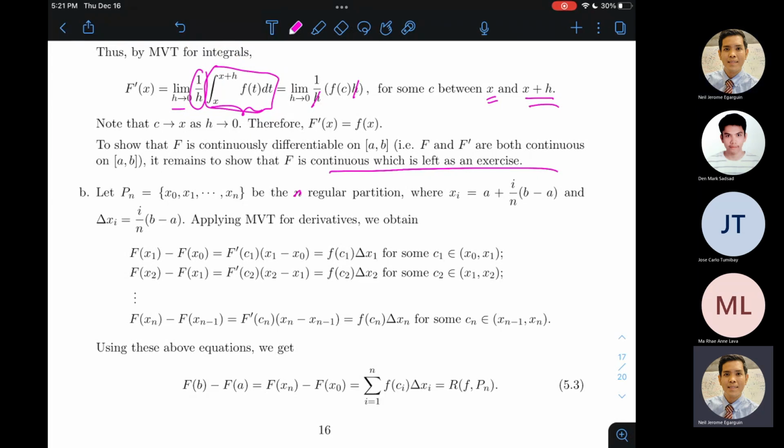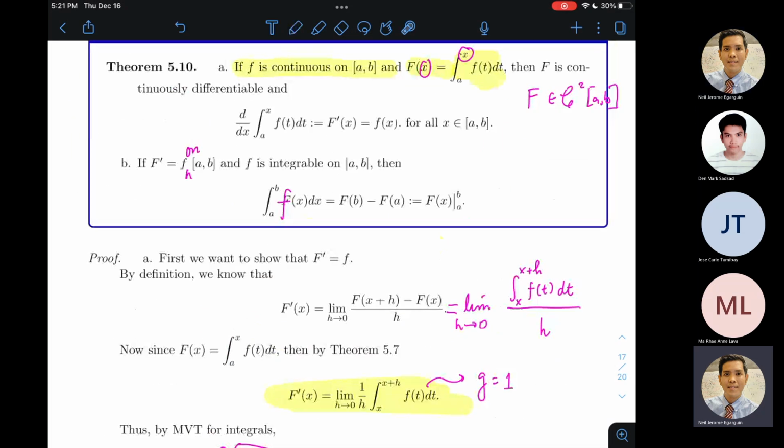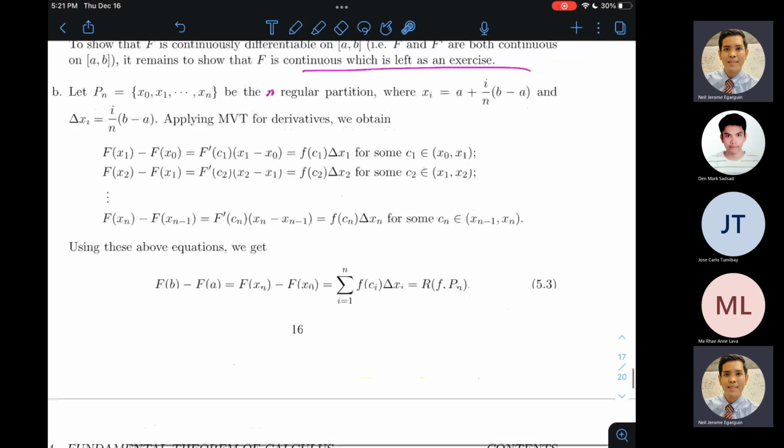All right? Now let's push forward and try to prove section B. Ano naman ang sinasabi ng section B? Ito yung pag-evaluate ng value ng definite integral using the function values of the antiderivatives at the top and the bottom boundary. Tingnan natin kung bakit totoo yan. Now, what we will do is to consider a regular partition of the interval [a, b]. So ito yung partition natin.